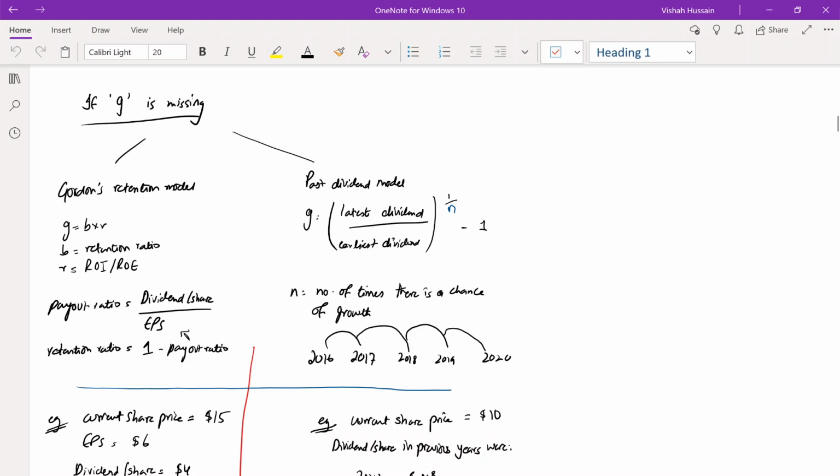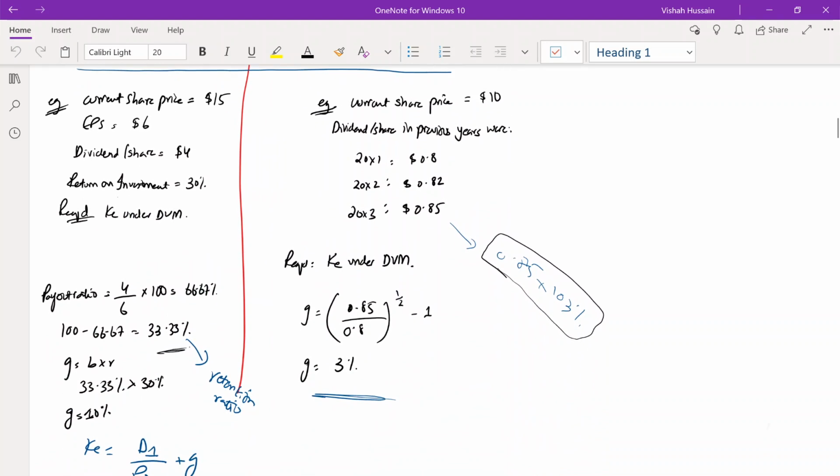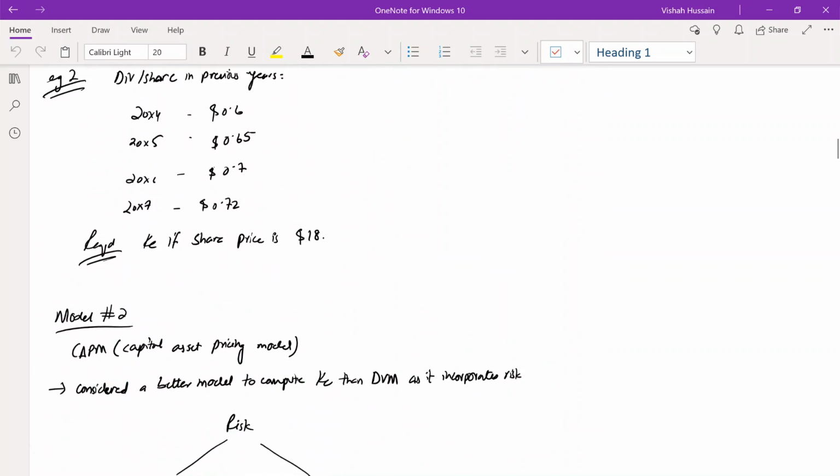Now in this case, since we have a list from 2016 to 2020, we are going to write n as 1, 2, 3 and 4. Why? Because from 2016 to 2017 there is one chance of growth, from 2017 to 2018 there's a second chance of growth, from 2018 to 2019 a third chance of growth, and from 2019 to 2020 a fourth chance of growth. Here are the examples. I did not compute the KE, I just computed the growth rate for both examples so that you know how to compute the growth rate, or you can recall it.